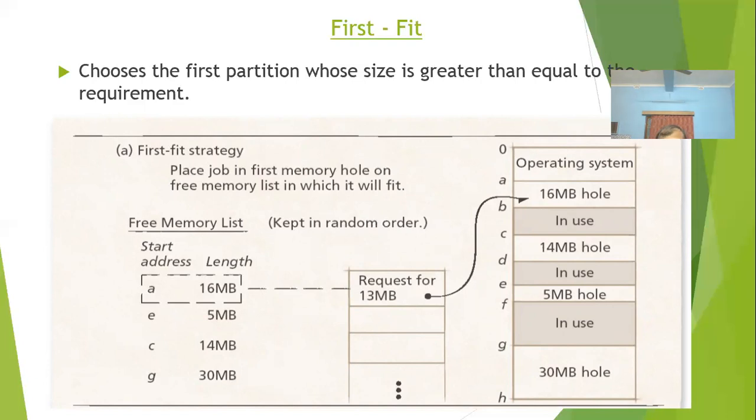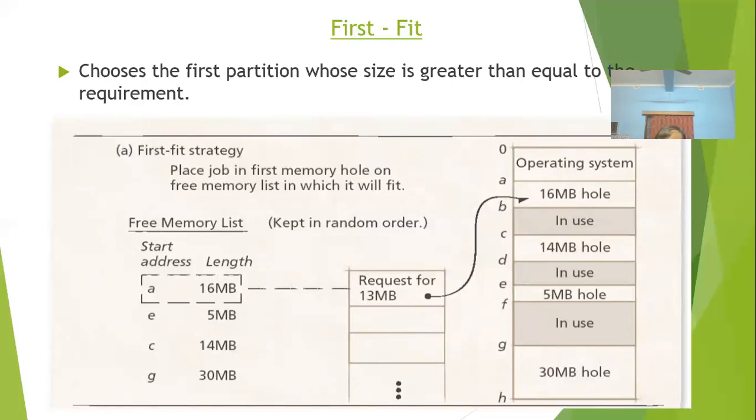What is the first fit? It chooses the first partition whose size is greater than or equal to the requirement. Now, the first fit strategy works like this: it places the job in the first memory hole on the free memory list in which it will fit. Here you search the free memory list, and whenever you get a free memory space that is greater than or equal to the requirement, you allocate that particular memory space to the process.